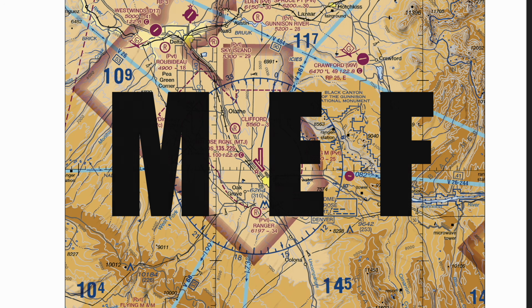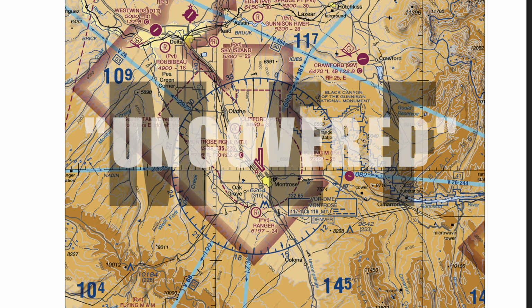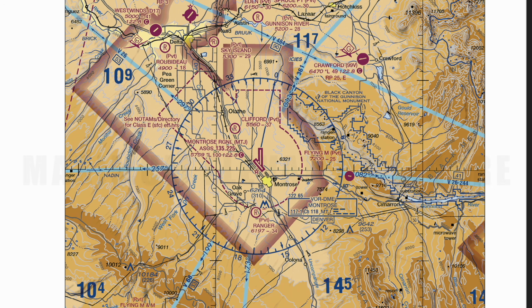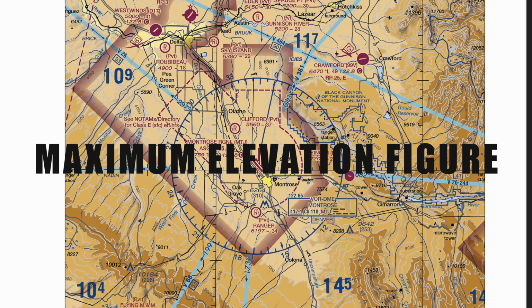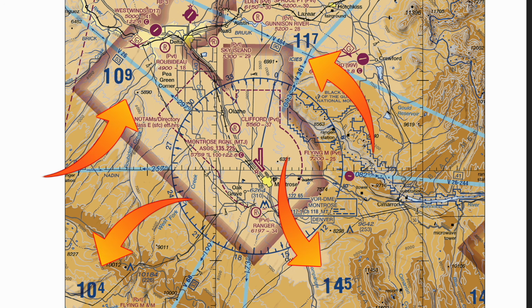Now let's talk about MEFs and uncover the myth behind this topic. And you can thank Sarah for bringing this to our attention. MEF stands for Maximum Elevation Figure, and it's mainly used on aeronautical charts, such as sectional charts, to tell the pilot what the highest elevation in regard to terrain or an obstacle may be within a certain grid, or what we refer to as quadrants.